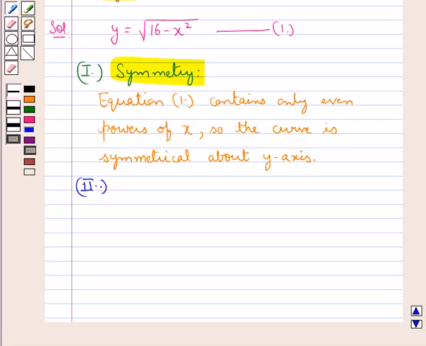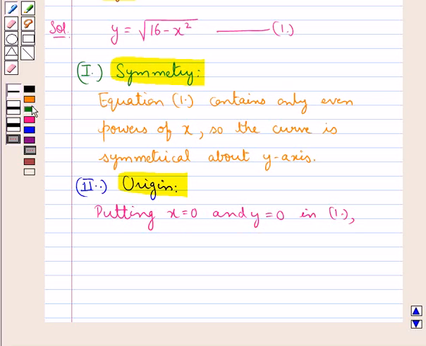In the next step, we check whether the curve passes through the origin or not. So for this, we put x equal to 0 and y equal to 0 in equation 1, and we get 0 is equal to square root of 16 minus 0. That is, we have 0 is equal to 4, which is obviously not true.